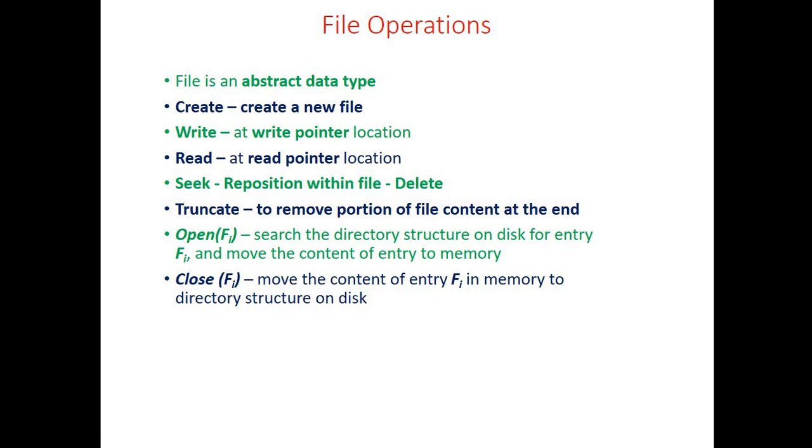A file can be opened by using the function open F sub i, such that it searches the directory structure on disk for entry F5 and moves the contents of the entry to memory. Close is used to move the content of the entry F5 in memory to the directory structure on the disk. These are the various operations that are commonly performed on the file.